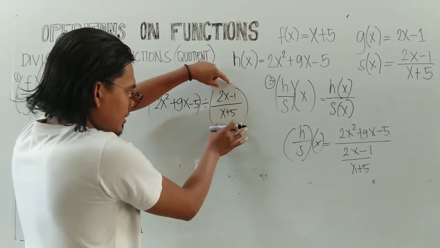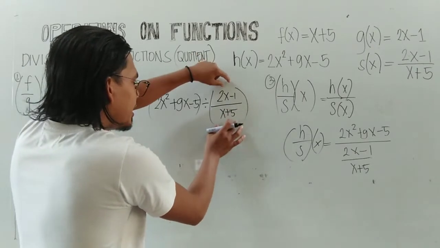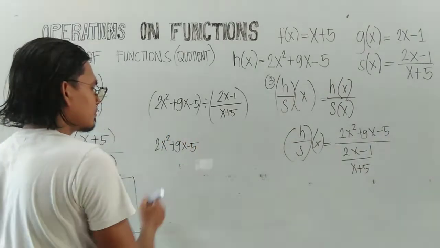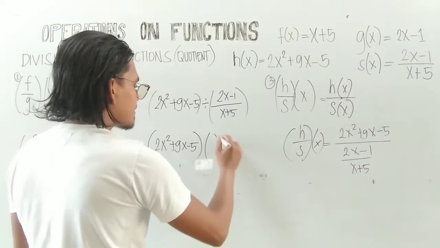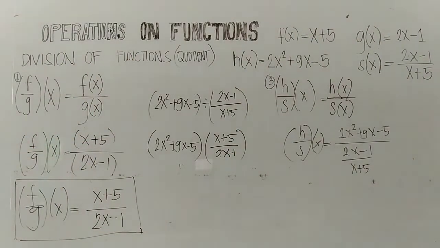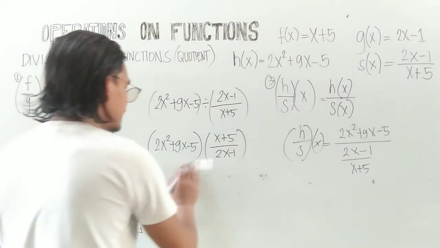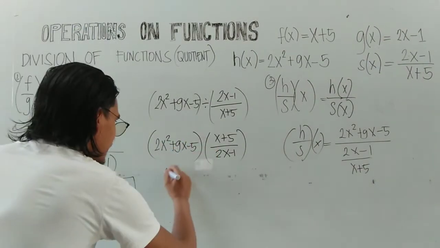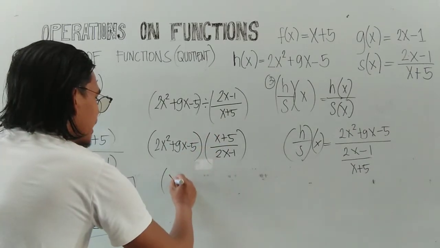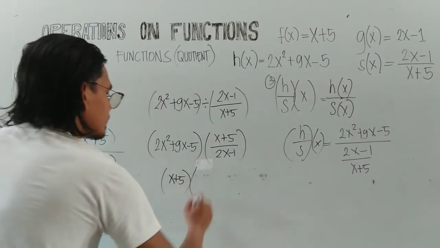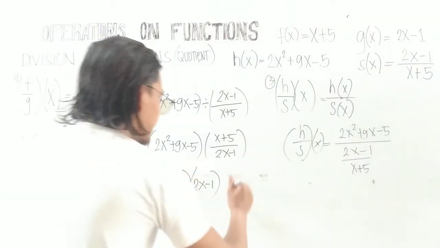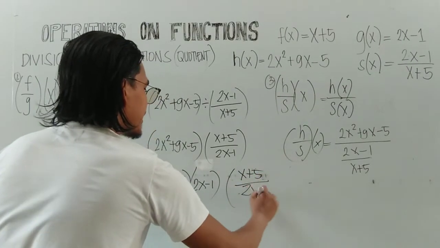Of course, following the rule in fractions, we will get the reciprocal of your divisor. So it will become 2x squared plus 9x minus 5 times x plus 5 over 2x minus 1. Okay? Then, in factored form, on our previous example number 2, 2x squared plus 9x minus 5 is equal to x plus 5 times 2x minus 1. So this one. Then copy, so we have x plus 5 over 2x minus 1.